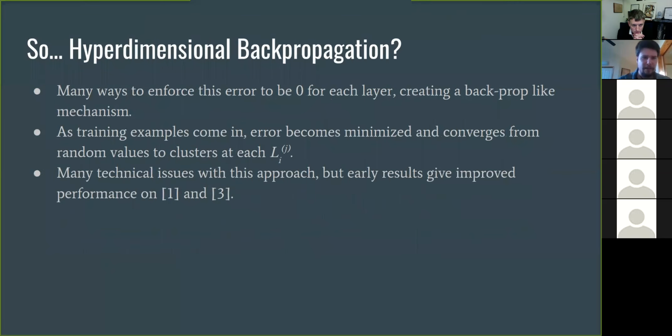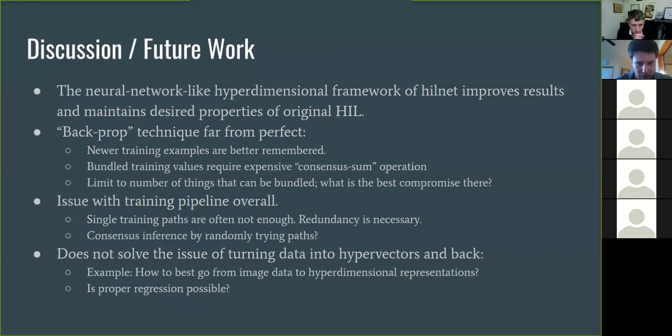I think that's one of the points I have at the end for future work. This does not solve the issue of turning data into hypervectors and back. That is still a very big issue to get effective hypervectors here. We're essentially using the time images in the first example as a crutch, and the hashing networks in the second example as a crutch. The goal here was only to improve those formulations, only the inference layer part of it. So it's sort of a cheap improvement to performance by focusing on the hyperdimensional part of it.